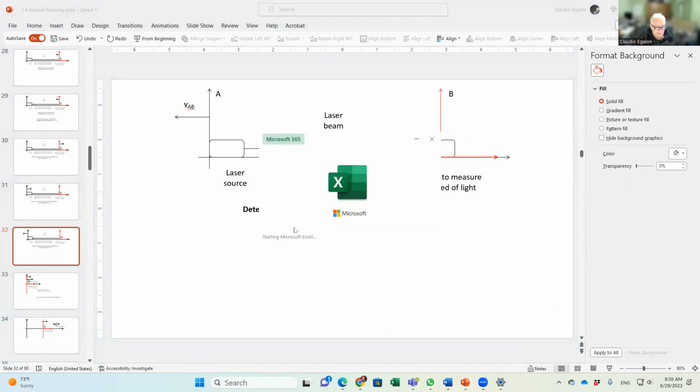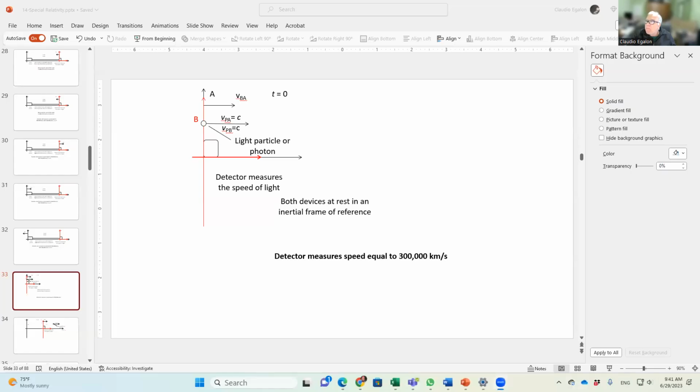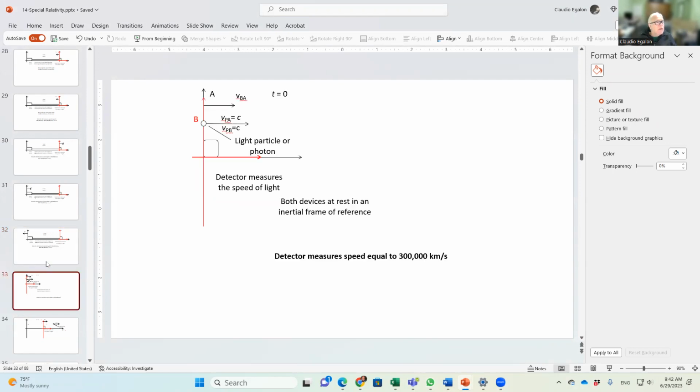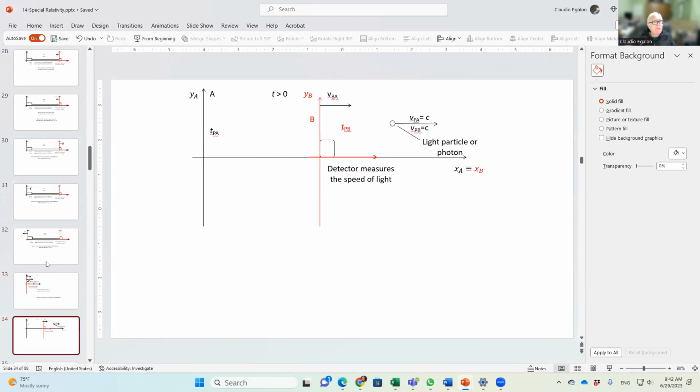But before that, now you have to have in mind all possible permutations of relative motion of the detector and the laser source, right? We did all of that, in one dimension at least. Let's see this one here.